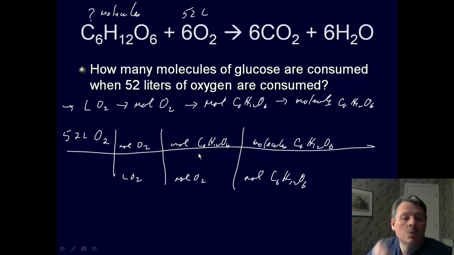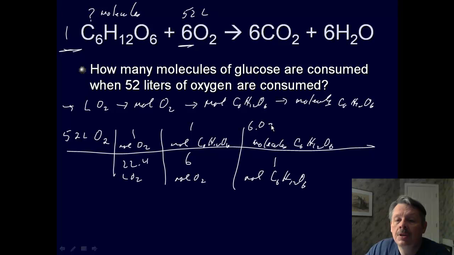All right, so what conversion factors do I know? We're assuming we're working at STP, so 1 mole of oxygen is 22.4 liters. And 6 moles of oxygen gives us 1 mole of glucose. And 1 mole of glucose, molecules, what number is that? Oh yeah, that's Avogadro's number. That's 6.02 times 10 to the 23rd molecules of glucose.